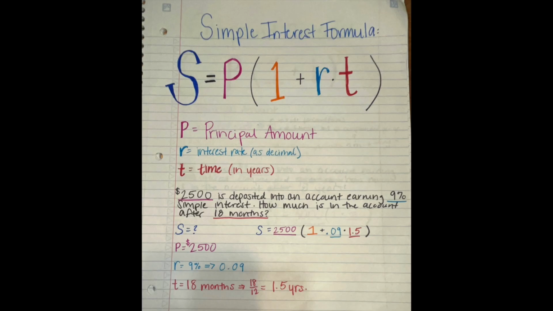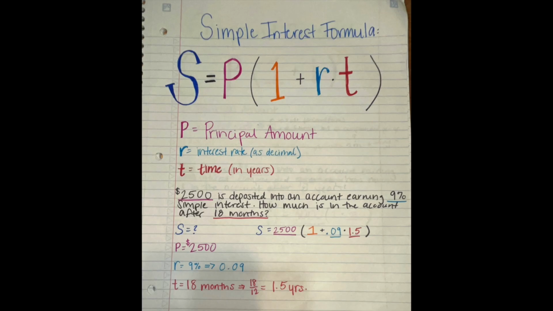P in this scenario represents the principal amount, R represents the interest rate, and you would write this as a decimal, and T represents the time, and the time is always described in years. So I have an example below. $2,500 is deposited into an account earning 9% simple interest. How much is in the account after 18 months?